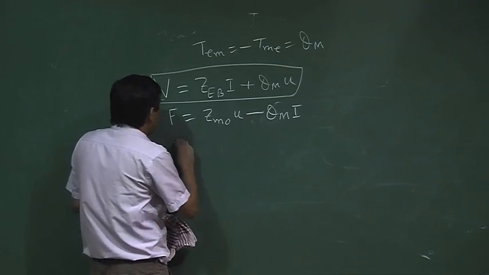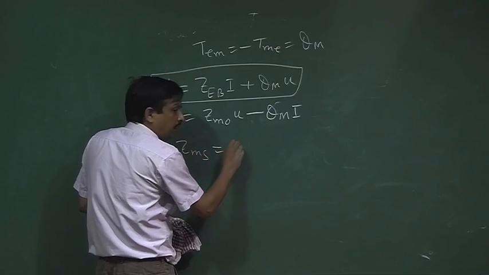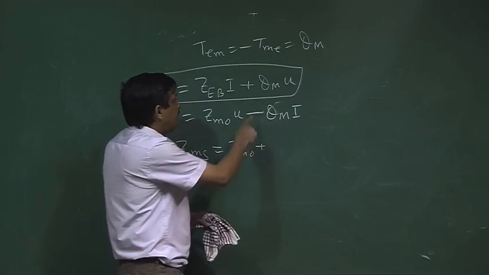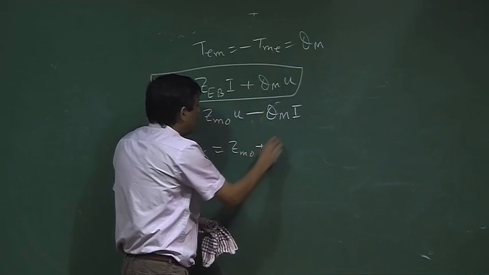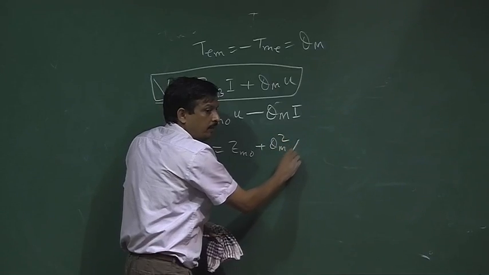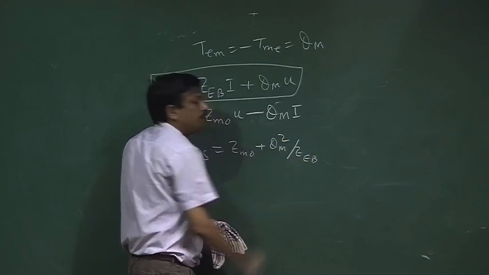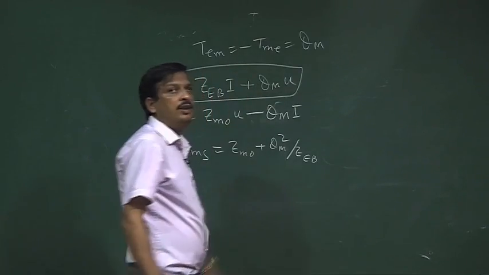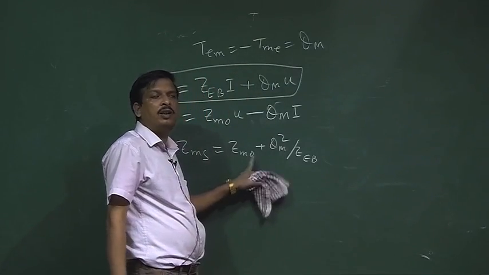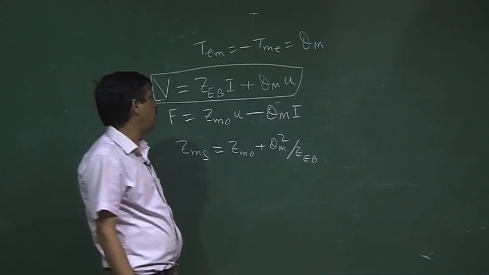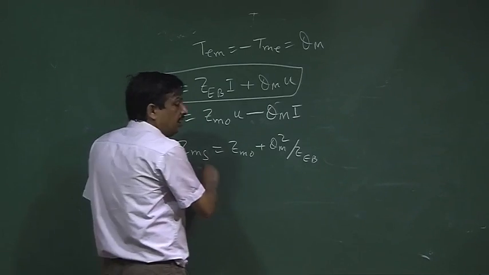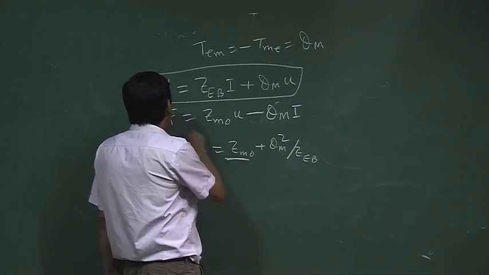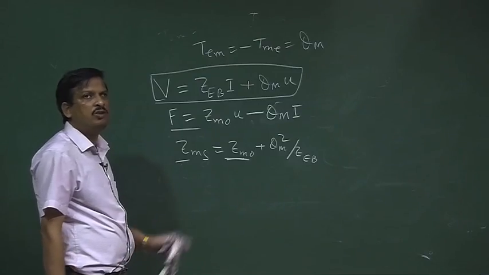And there is another relationship. What is ZMS? ZMS is related to ZMO. Since T is negative, it will be positive: phi m square by ZdV. If T is equal to minus TME, it will be positive instead of 1 minus Kc square. So, ZMS is equal to phi m square by ZdV. This is the relationship between ZMS and ZMO, and these two are the canonical equations. This is called the canonical equation.